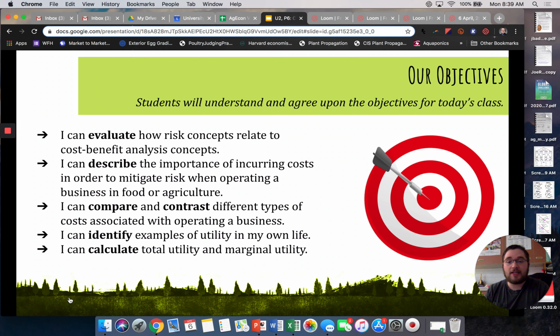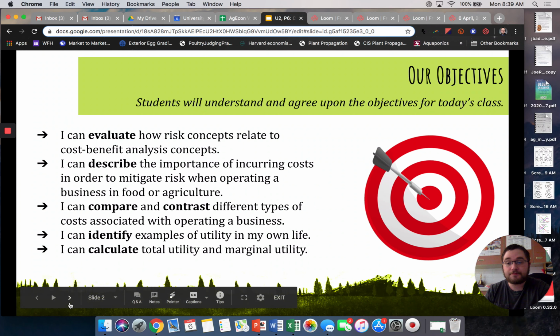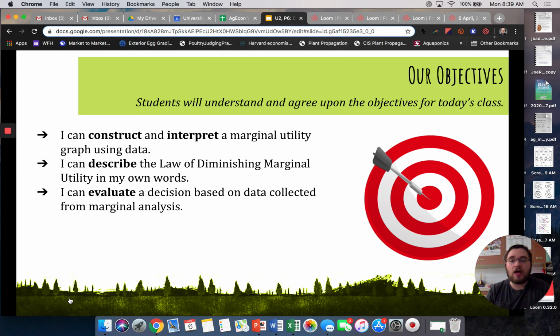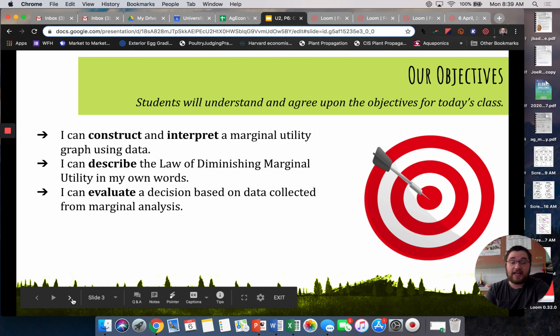We'll be able to calculate total and marginal utility. We'll be able to construct and interpret a marginal utility graph using the data provided. We'll be able to describe the law of diminishing marginal utility in your own words, and we'll be able to evaluate a decision based on data collected from marginal analysis. So a lot to cover today, but I promise it's going to go pretty darn quick.